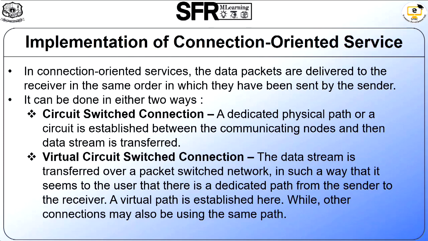Circuit switched connection: a physical path or a circuit is established between the communicating nodes and the data stream is transferred. Virtual circuit switched connection: the datagram is transferred over a packet switched network in such a way that it seems to the user that there is a dedicated path from the sender to the receiver. The virtual path is established here. The other connections may be using the same path.